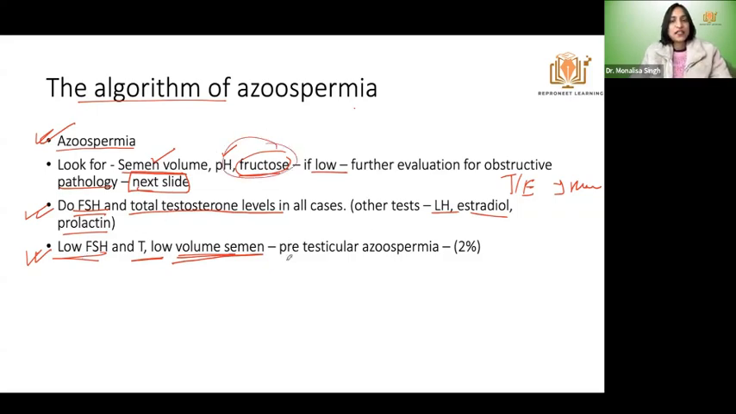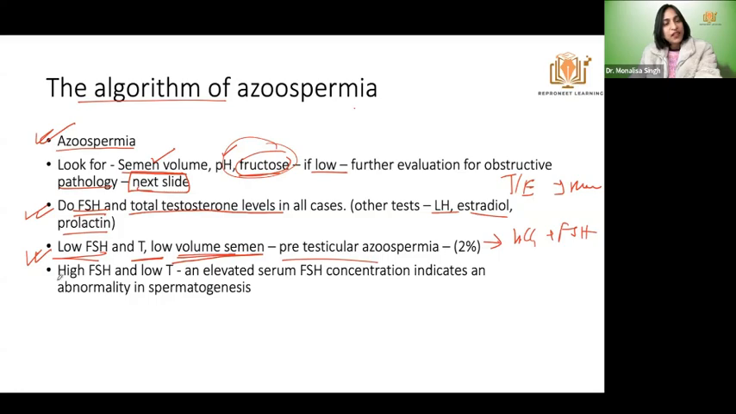And if you have this picture, it is pretesticular, it is hypogonadotropic hypogonadism. This is a good diagnosis to have because this can be corrected by giving HCG plus FSH. And they can have their own natural pregnancies. If it is high FSH, low testosterone, it indicates abnormality in spermatogenesis. Or Y chromosome microdeletion, it should have come here.